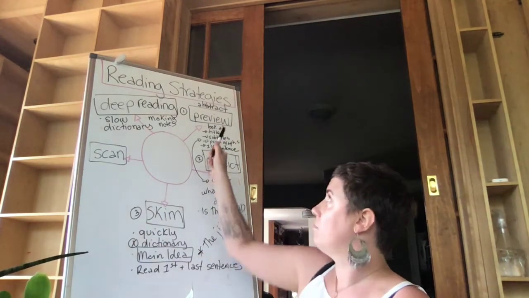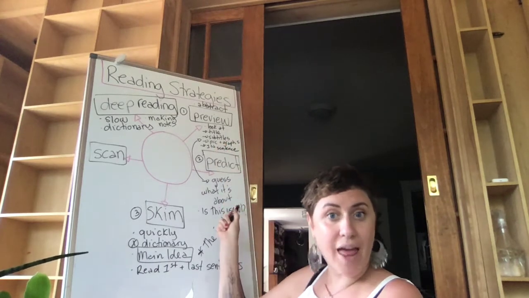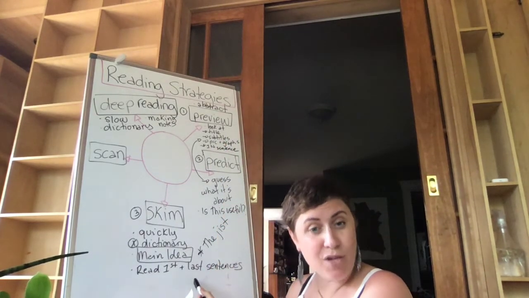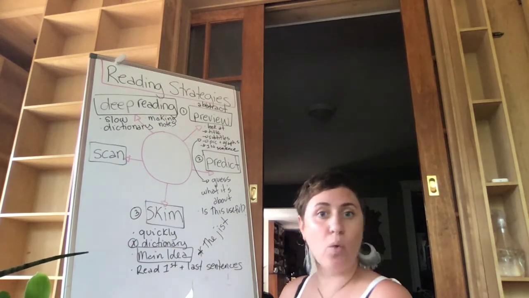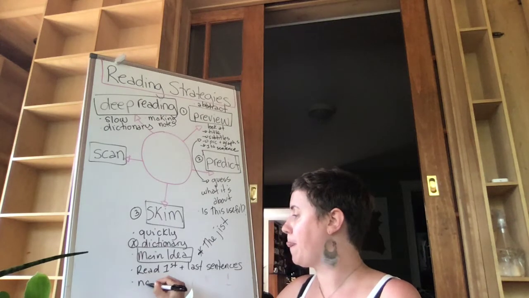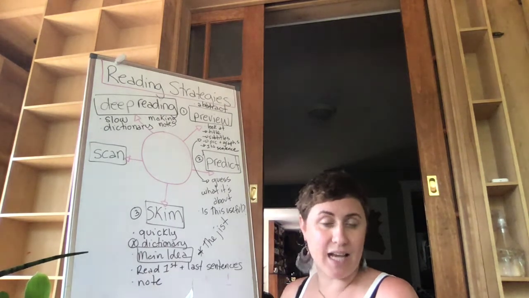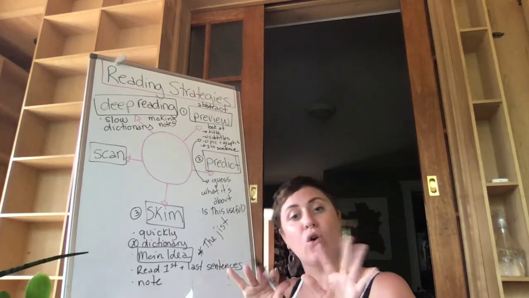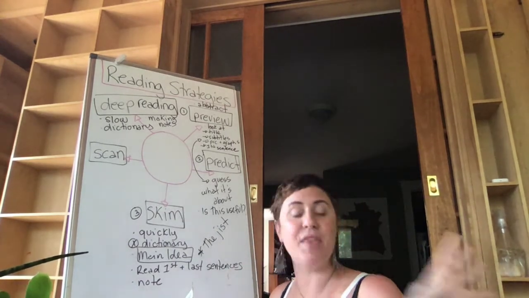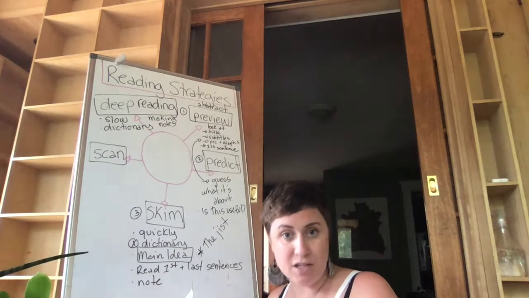So, preview first, then predict, is it useful for me? If you think it might be useful, you skim quickly. Maybe make a note of what's the main idea. Like write it down on a piece of paper or in a document on your computer, being like, this article with this name, this is the main idea, maybe it is useful.